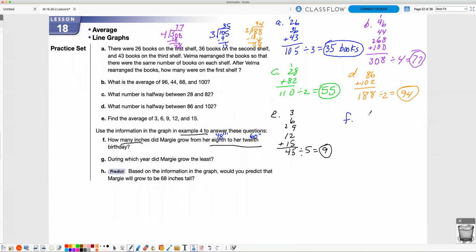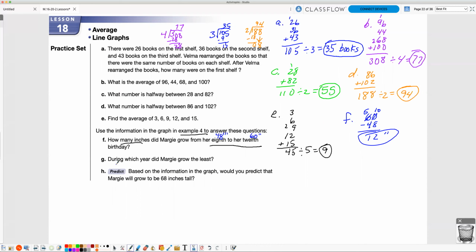All right, you should have had 60 minus 48. Subtract that. You'd have to borrow. This would turn into 10. You'd end up with 2 here, 1 there, and that would be the answer. 12 inches is how much she grew.